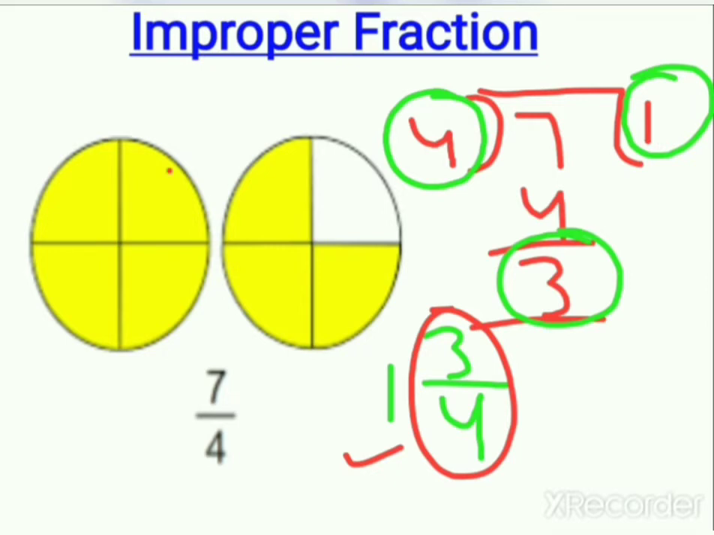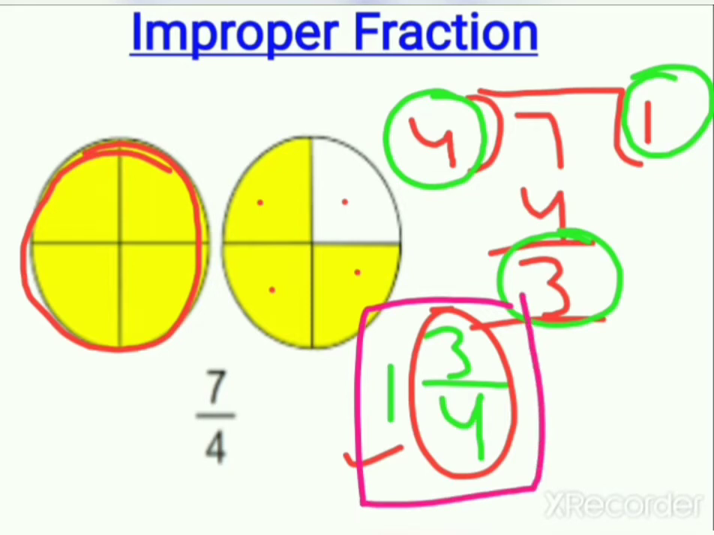So this is 1 whole and 3 by 4. Out of 4 parts we have to shade 3 parts. We have to take 3 parts. So this 3 by 4 is a mixed fraction and 7 by 4 is an improper fraction. In this way, improper fraction and mixed fraction are interrelated to each other. We can convert improper fraction into mixed fraction and mixed fraction into improper fraction.